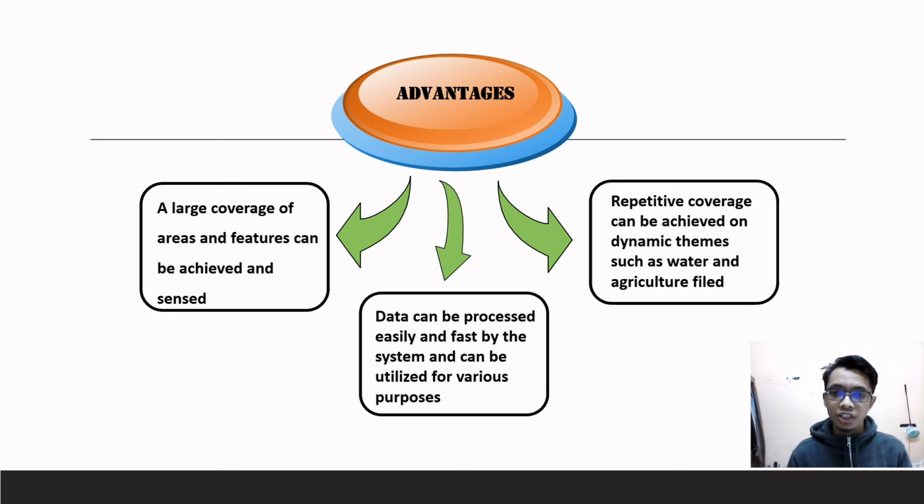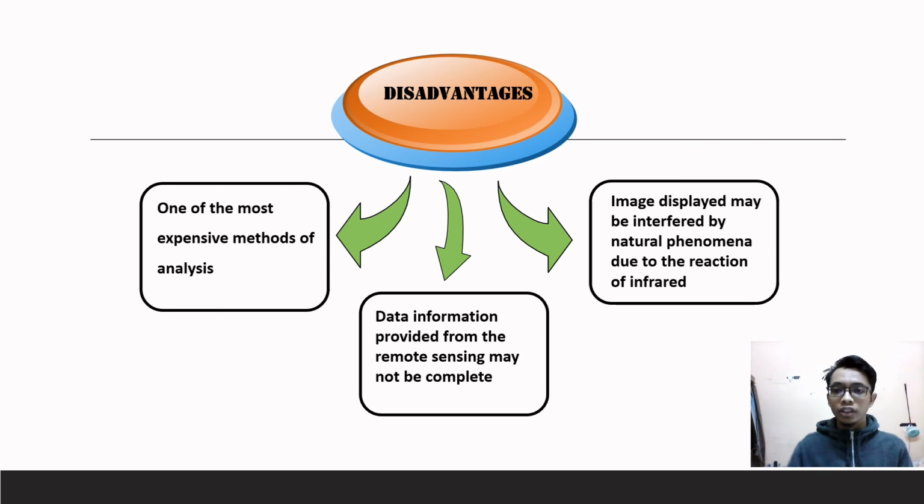Other than that, this remote sensing can achieve repetitive coverage on dynamic themes such as water and agriculture fields, so it's very good to be used. However, the disadvantage is that it is one of the most expensive methods, so we need to use high cost to implement this method. And due to the direction of infrared to the phenomena, the information provided may not be complete, and the image display may be interfered with by natural phenomena such as rain. So the disadvantages are quite high, so we need to carefully think about this idea.